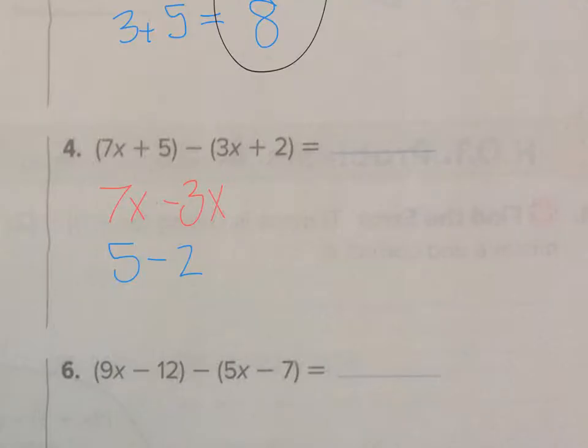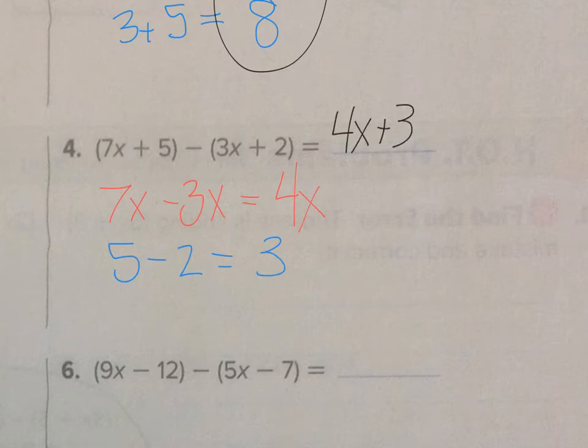For problem 4, I have also combined the terms already. And when I take a 7x minus a positive 3x, I get a positive 4x. And when I take a positive 5 minus a positive 2, I get a 3. So when I combine these, 4x plus 3 is my final answer.